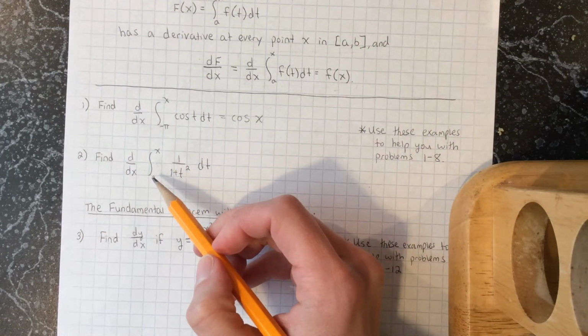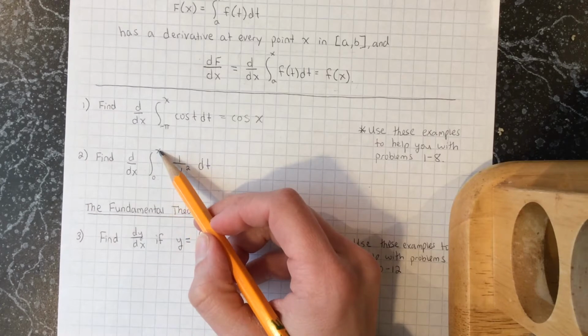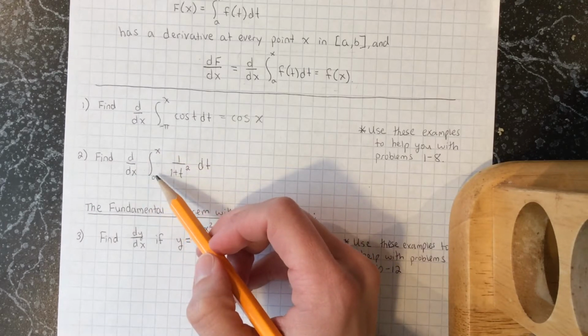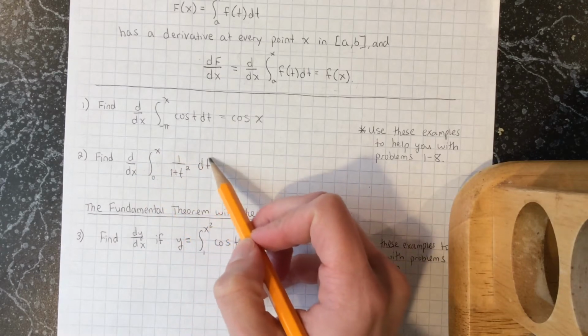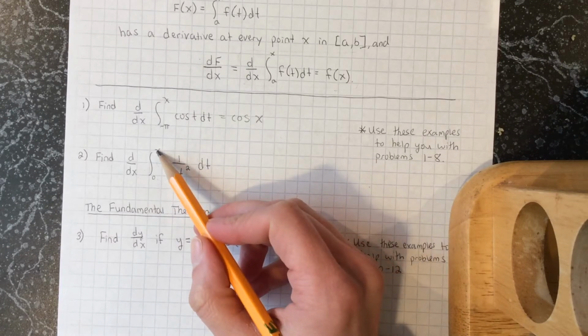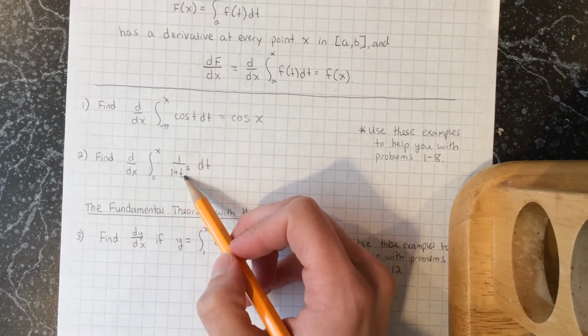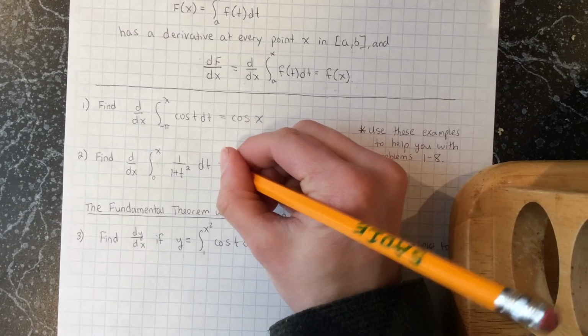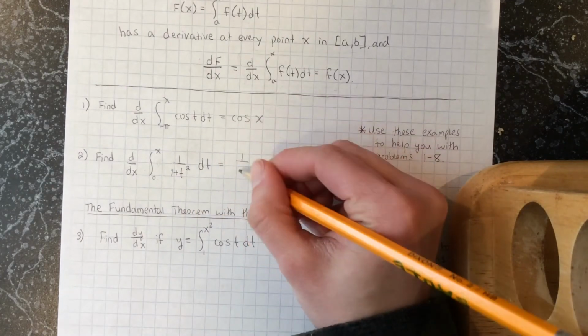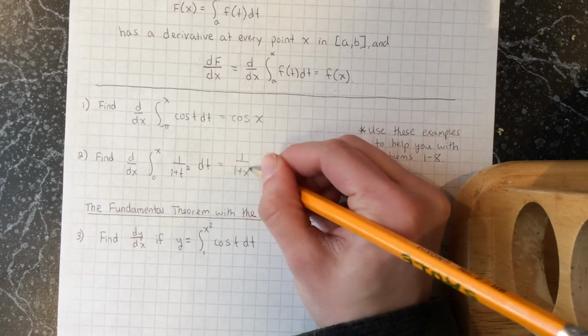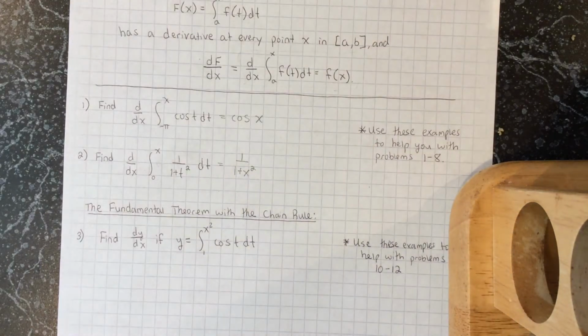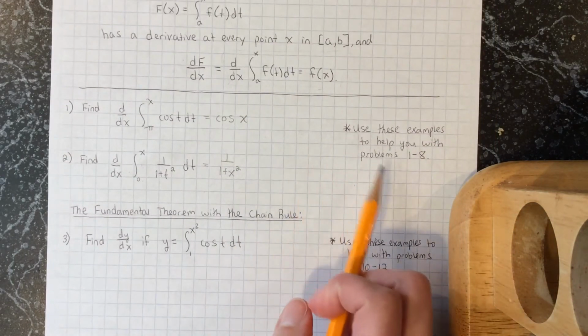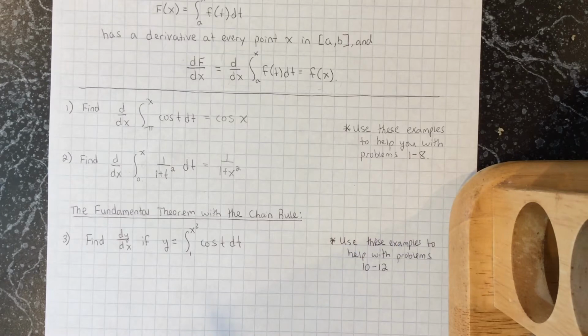Another example, we're going from 0 to x, and we want to find the derivative of this integral. We're integrating in terms of t, so I'm going to substitute the upper bound in place of t. So this is simply equal to 1 over 1 plus x squared. These two examples will help you with problems 1 through 8 on the problem set.